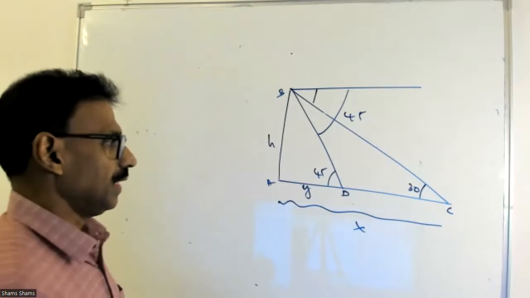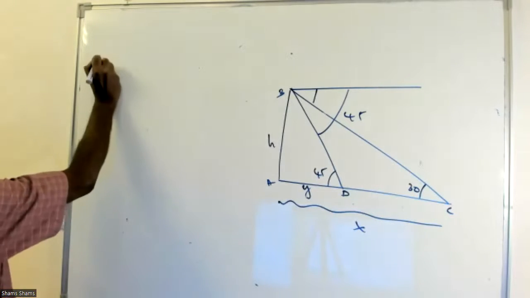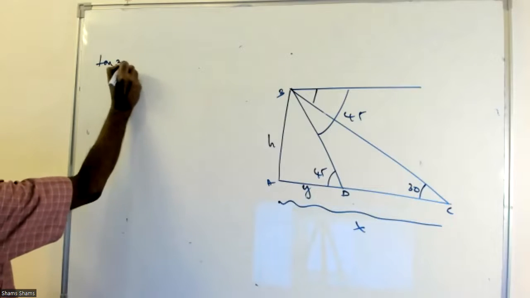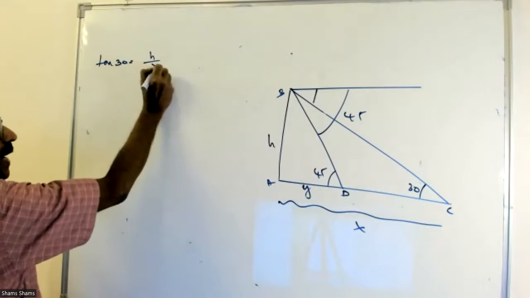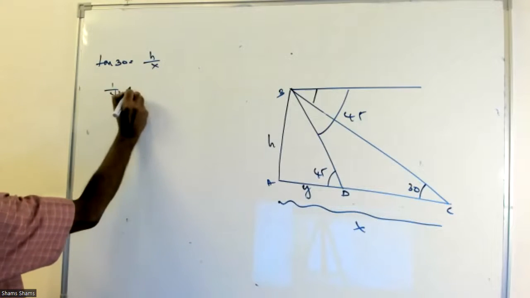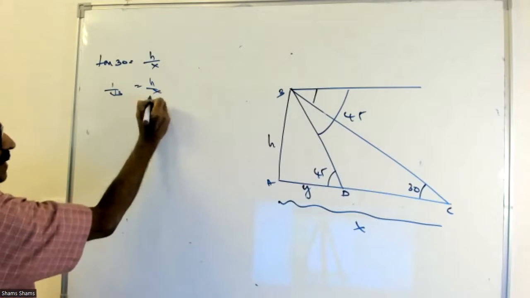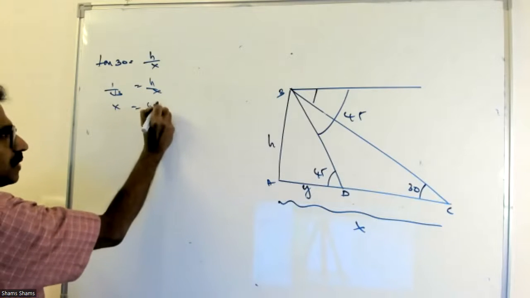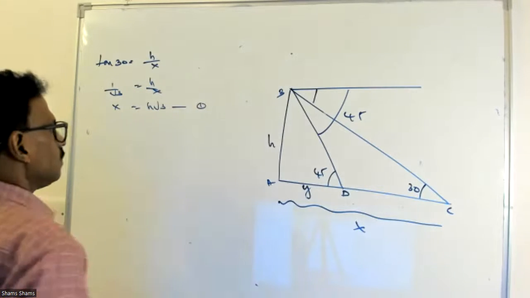Yes, sir. Okay. Then, first of all, tan 30 equal to H divided by X. 1 by root 3 equal to H by X. X equal to H root 3. Call it number 1.